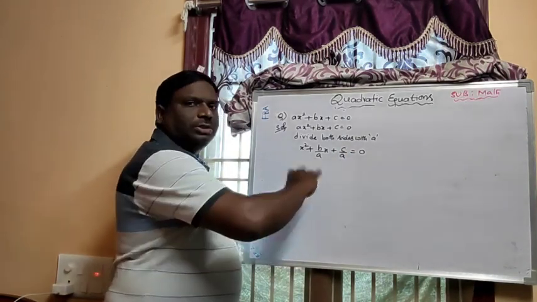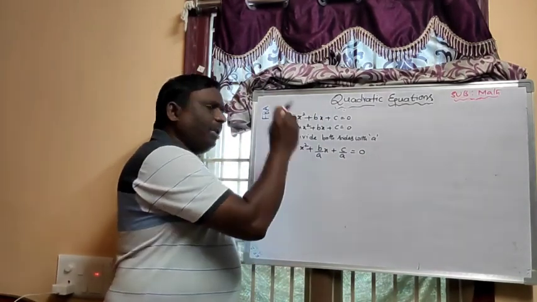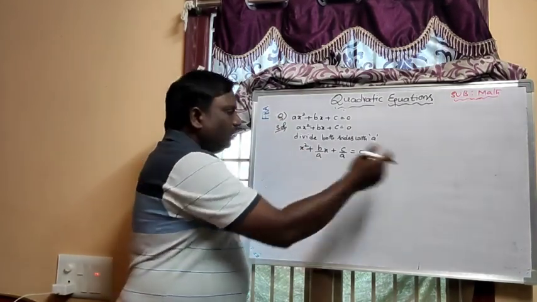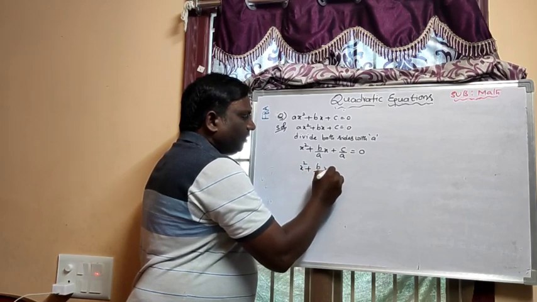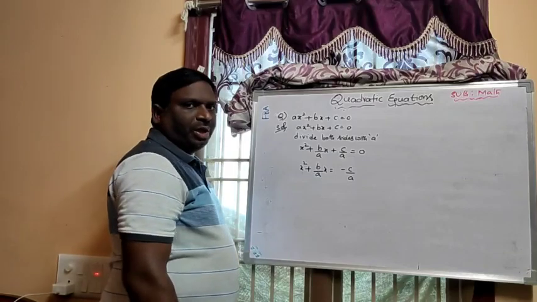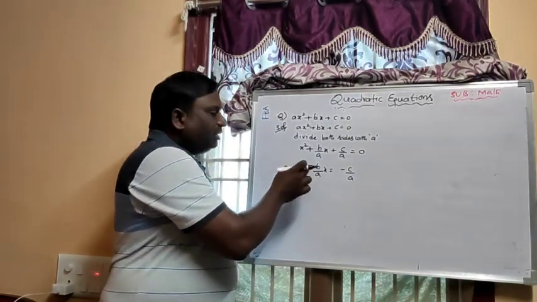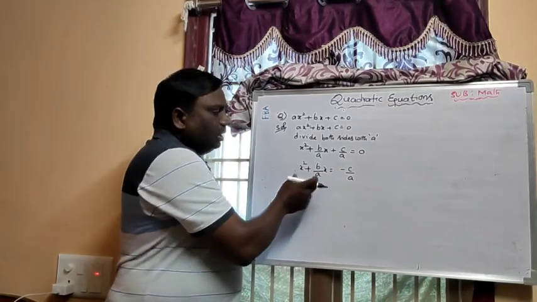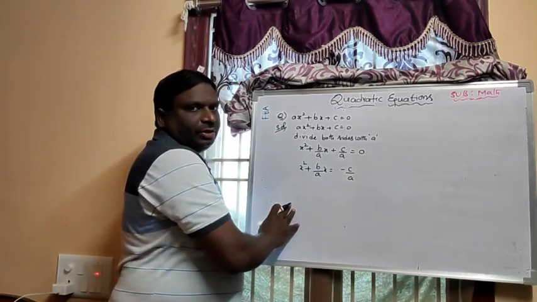Now I'm taking the constant term to the right hand side. We can always apply the same procedure for any completing square method. The constant term you can take to the right hand side. Then it will become x square plus b by a x equal to minus c by a. Now see here what you have to do. What is the main intention of this completing square method? To make the left hand side of the quadratic equation a perfect square.